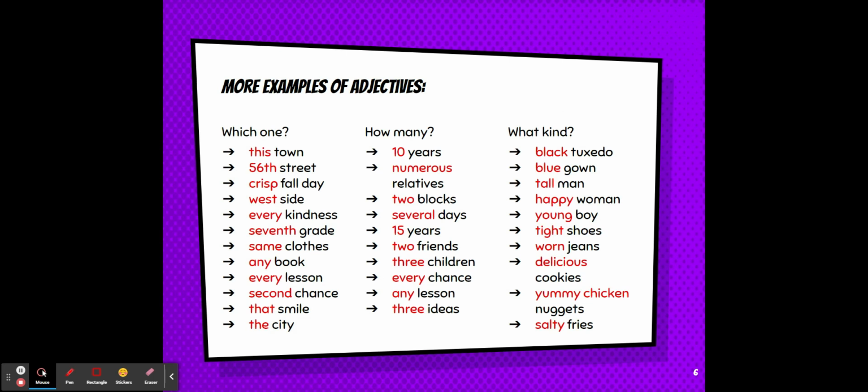Here are some more examples of adjectives. A column that answers which one, how many, and what kind. Take a pause and look at these examples.